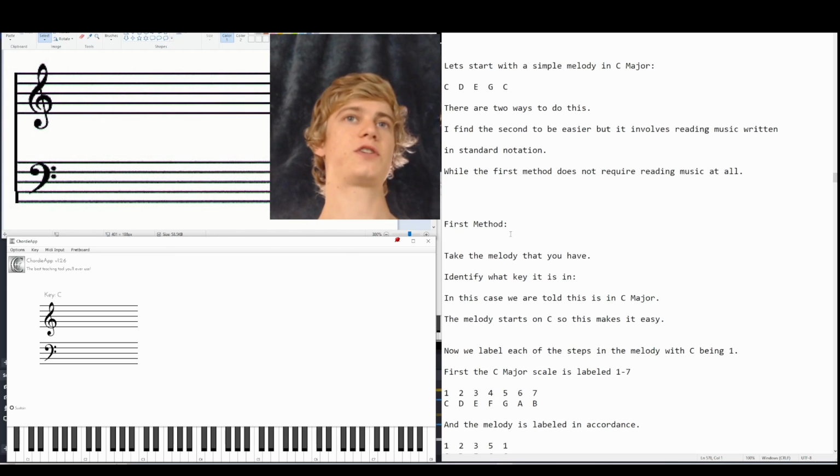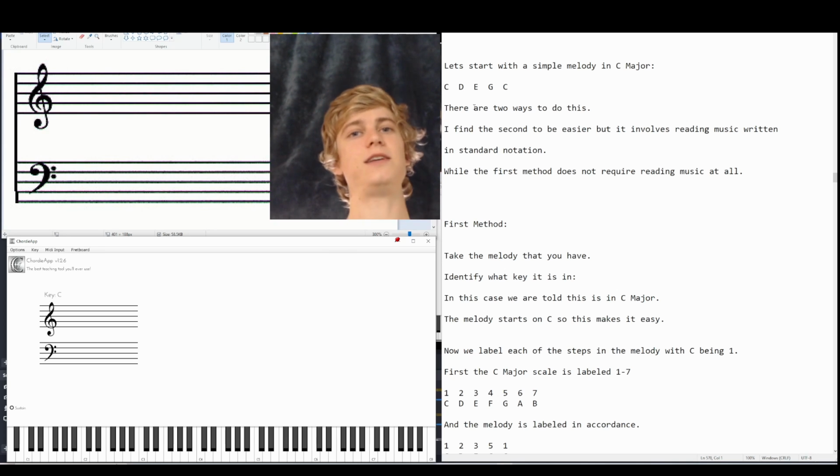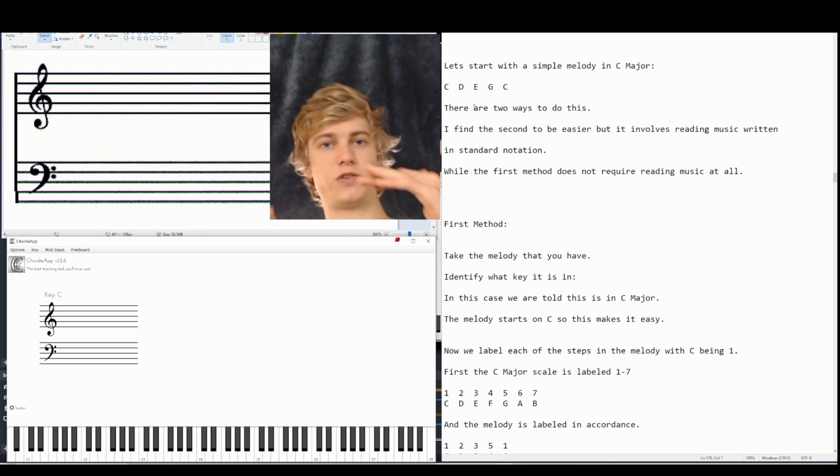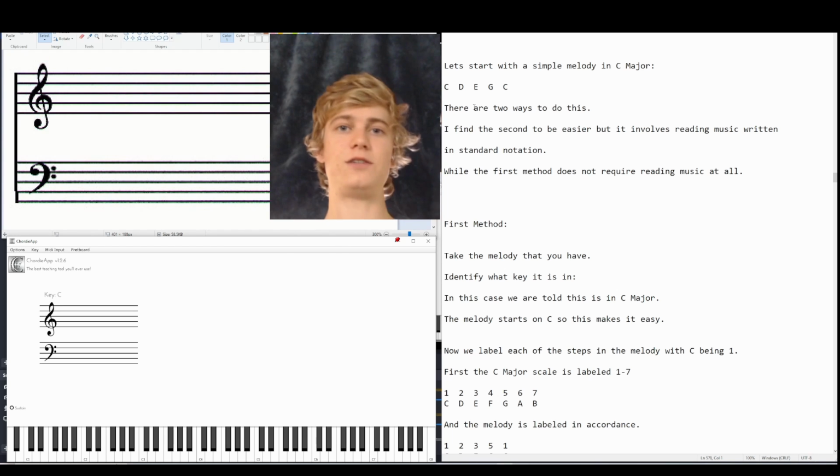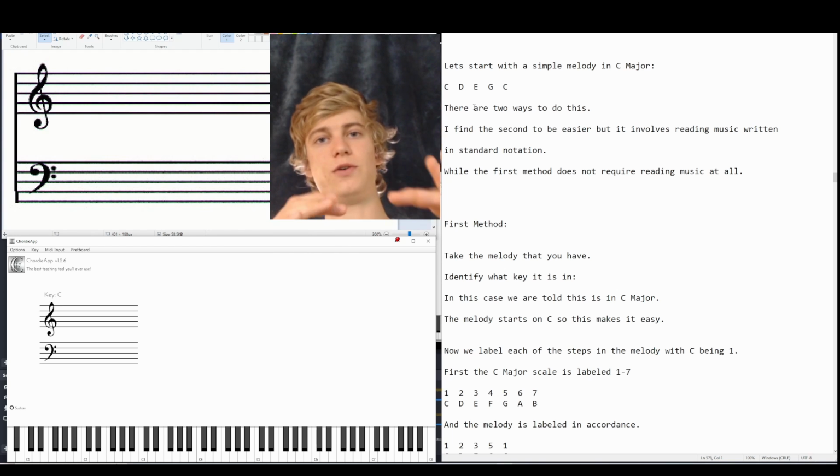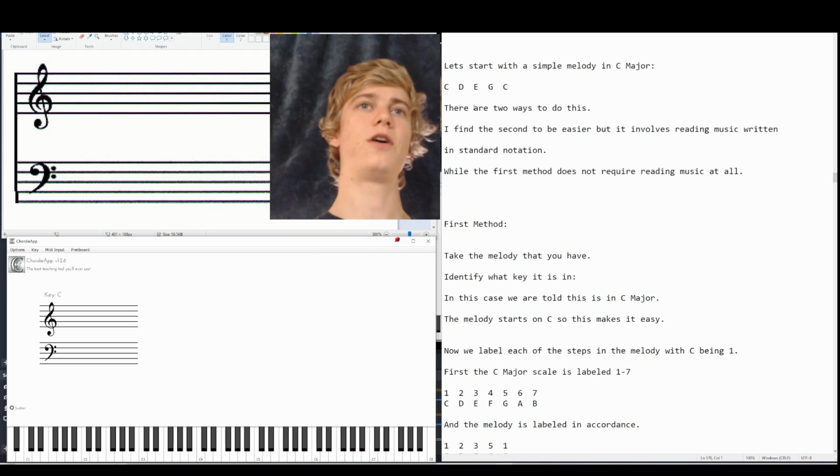So the first method here, we take the melody that we have and we identify what key it is in. So we already were told that this is a simple melody in C major. The melody starts on the note C, so this actually makes it kind of easier too, because when your note starts on the key it is in, so we're in the key of C, and it starts on the note C, it makes it easier because you're starting on that first note in the key, and you'll see how it makes it easier throughout this.